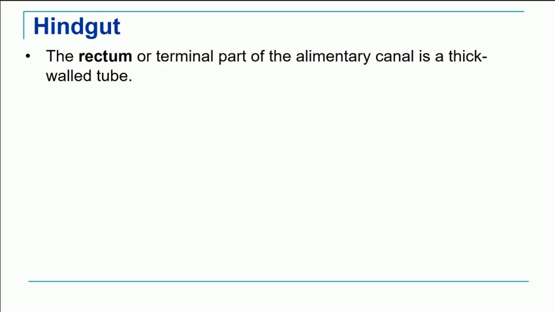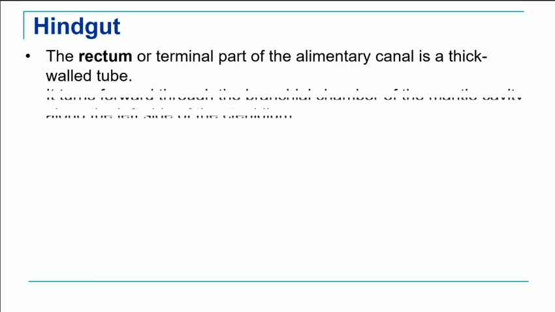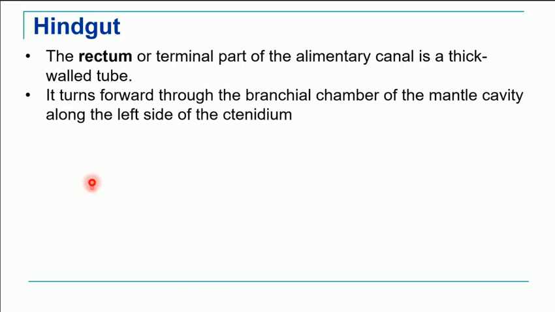We move to the last part of the digestive system, which we have called the hindgut. So the rectum or terminal part of the alimentary canal is a thick-walled tube. The rectum is the part of the hindgut, and it is the terminal or end part of the alimentary canal, and it is very thick walled. Now it also turns forward from the intestine. Okay, so the rectum starts from the end point of the intestine.